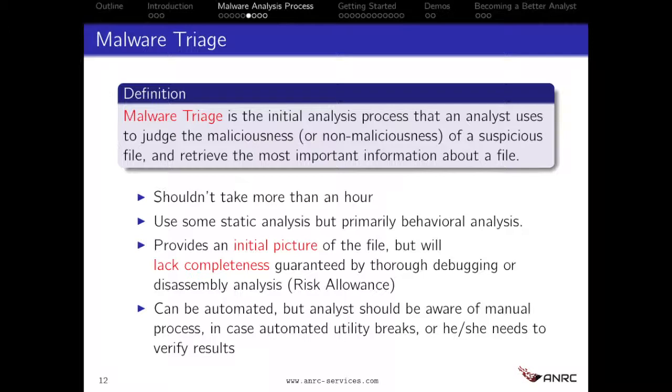And generally speaking, it lacks some completeness. But the idea here is to get enough information to make a decision as to whether or not this is something you need to pursue further. You can analyze malware in 10 minutes and get decent network signatures out of it, so that you can put a stopgap into your IDS to start blocking traffic from that particular sample. Like I mentioned before, this sort of thing can be automated, but you should be aware of the manual process.